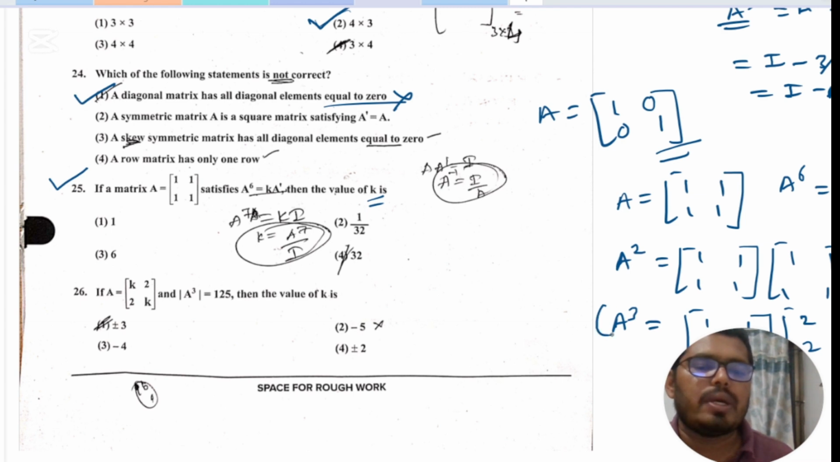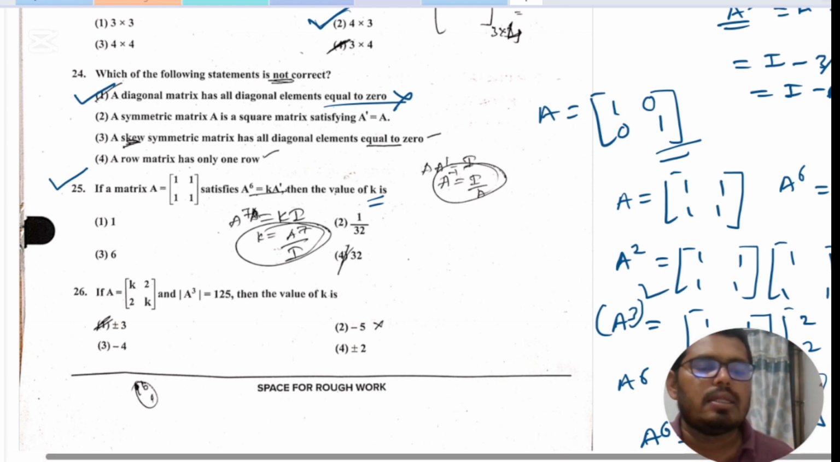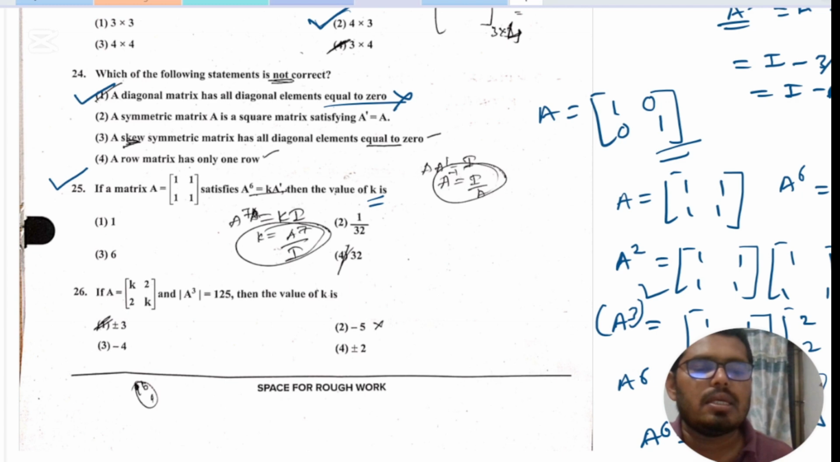If you square both sides, we get the cube here. Then A raised to 6 is equal to, again first row first column, 32 32 32 32. If you take 32 common, then you get 1 1 1 1, that is the matrix A. Next, A raised to 6 is equal to 32A. This implies that k must be 32. Therefore, option number 4 is correct.